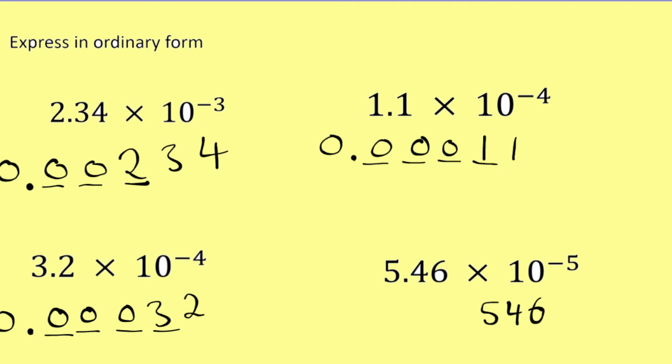And from here, we're going 1, 2, 3, 4, 5 to the point, and a 0 before that. Okay. So this is how we express a number from standard form into what we call ordinary form. I'm doing air quotes, but you can't see.